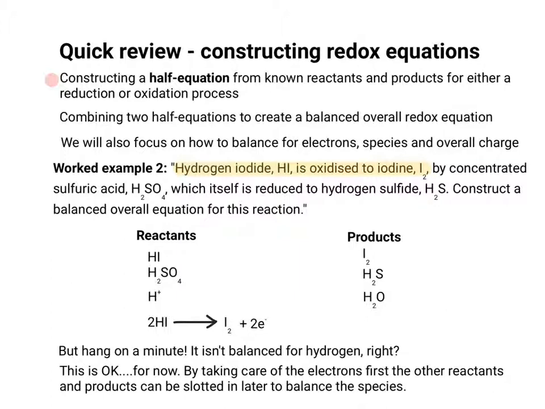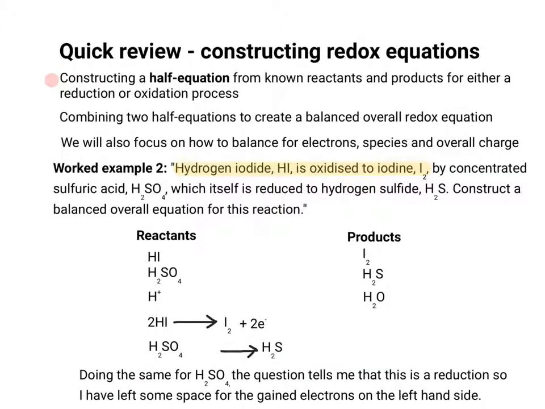Although it might seem strange, it's actually okay to leave that for now, because you need to take care of the electrons first, then the other reactants and products can be slotted in around them to balance the species out. You can't do everything all at once when you've got a more complicated example. So applying the same idea to H2SO4, I can see that the question is telling me it's a reduction, so I've left some space on the left hand side to put in the electrons.